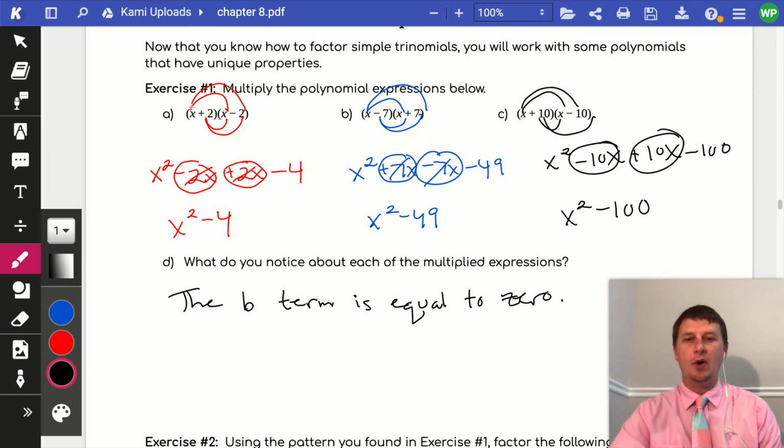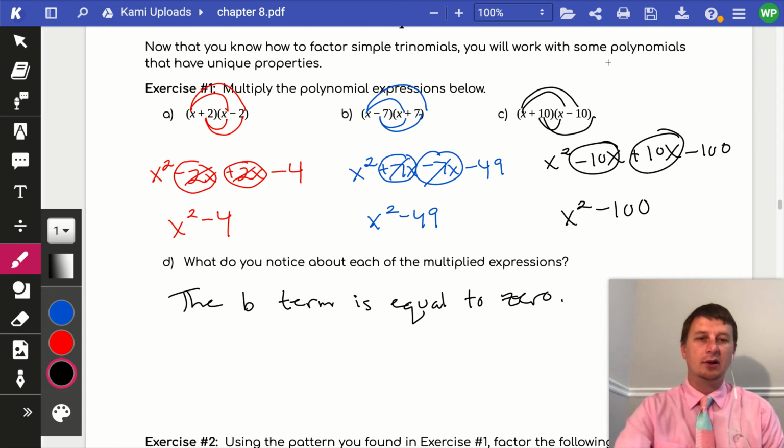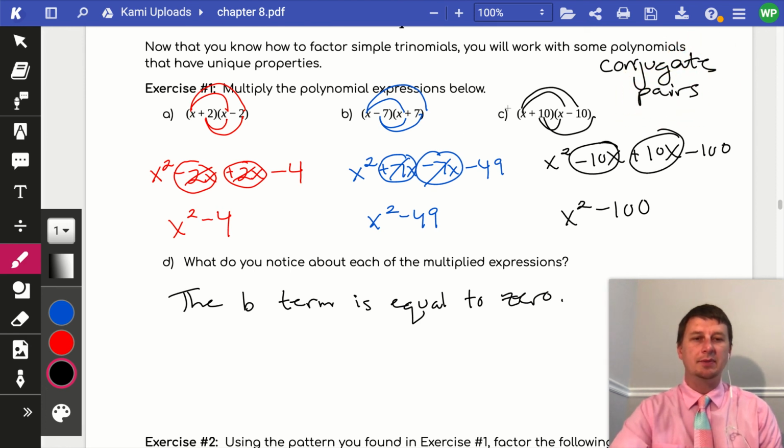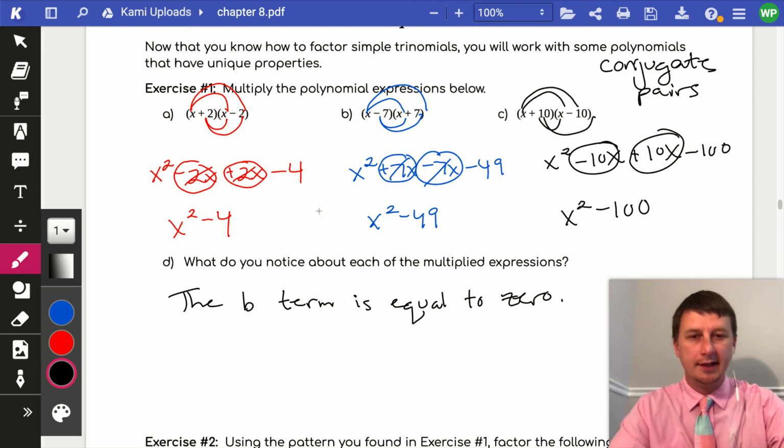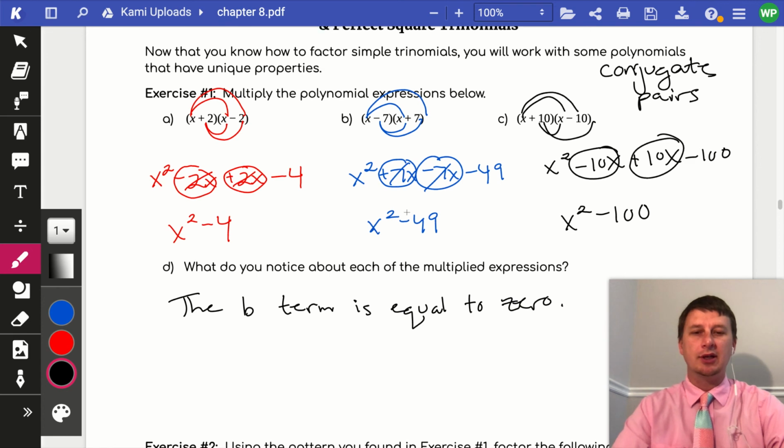And let's take a look at why. That's because these are the exact same thing. The only thing different is that one is a plus, one is a minus. And these are called conjugate pairs in math. And when dealing with conjugate pairs, when you multiply two conjugate pairs, you're only going to be left with something that looks like this in the end. You will not have a trinomial because your middle terms will cancel out when you multiply conjugate pairs.